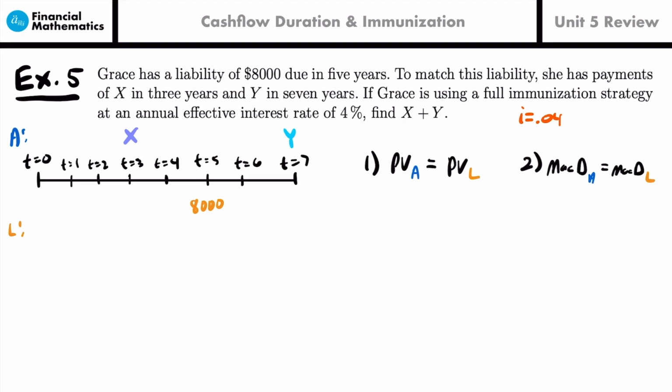Okay, and that third condition is already met. For full immunization, the third condition is that the liabilities are sandwiched between two assets, and as I mentioned earlier, that is now the case.